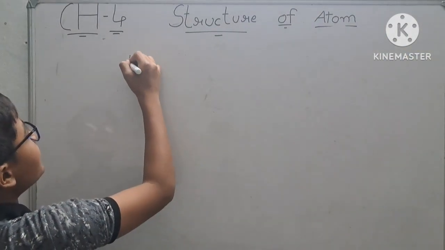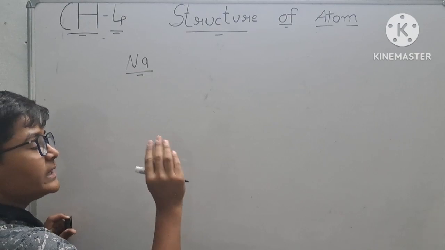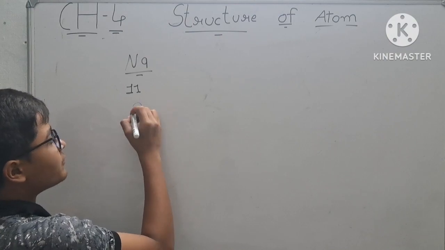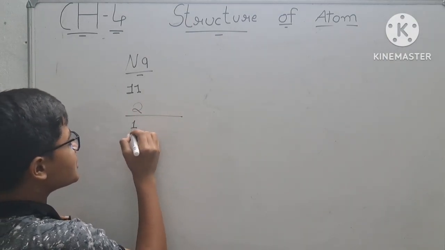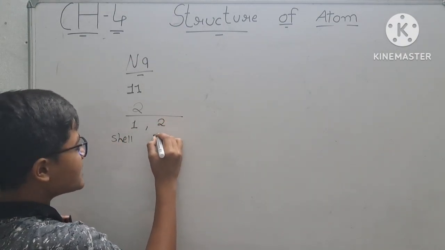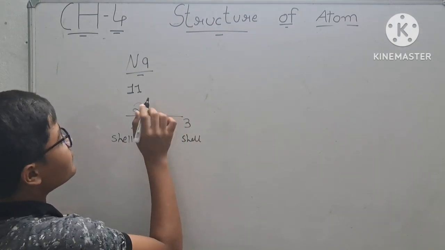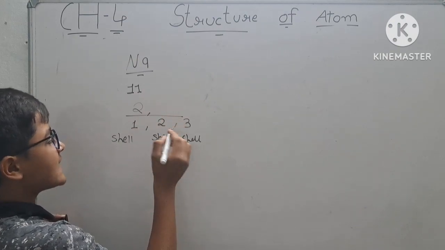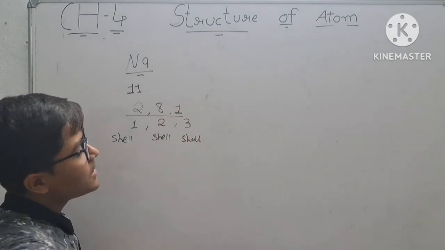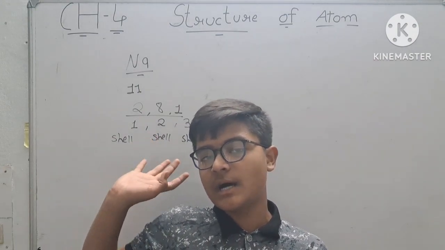See, there is one element, Na. What is Na? Sodium. And sodium has a total number of electrons of 11. How will they be divided? First shell, then second shell, then third shell. In the first shell there are 2 electrons, in the second shell there are 8 electrons, and in the last shell there will be 1 electron. In the last shell there is 1 electron, and it needs 7 electrons to complete its outermost shell.